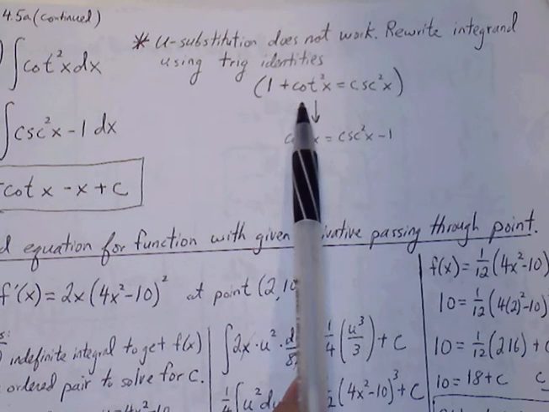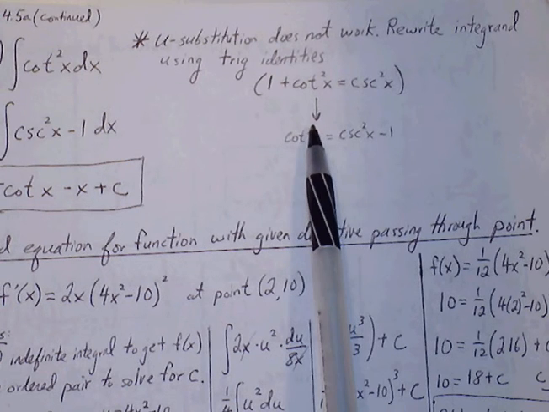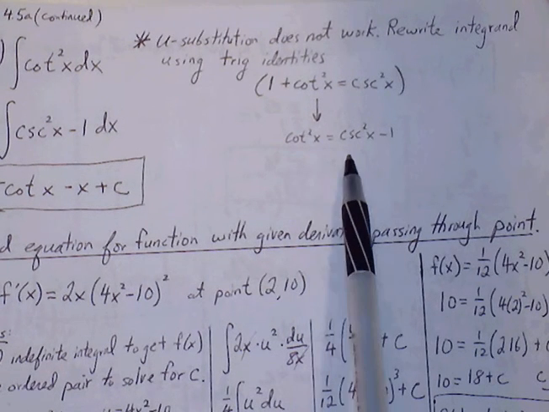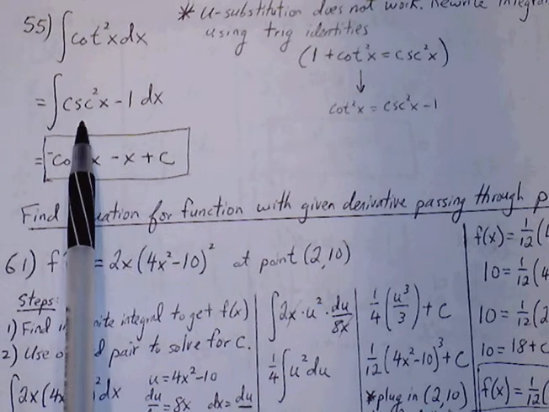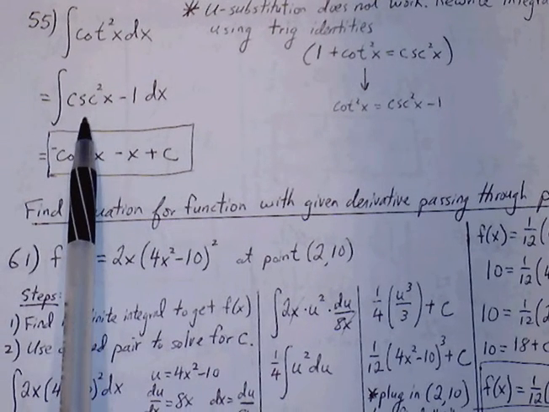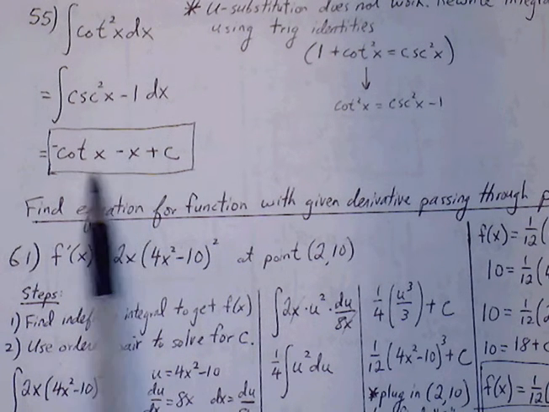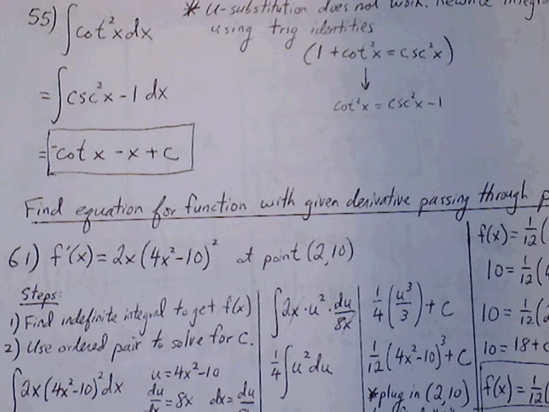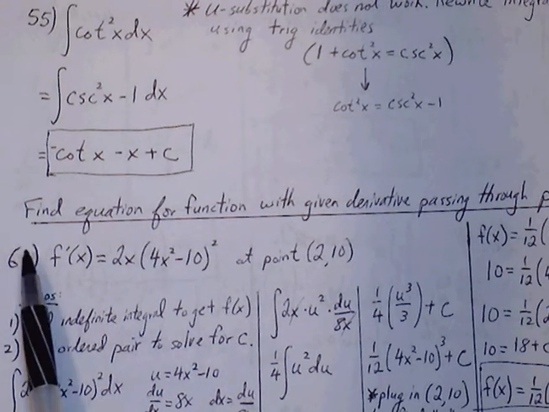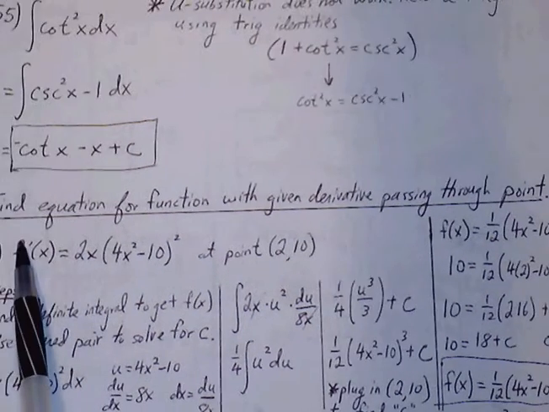We know that 1 plus cotangent squared is cosecant squared, so therefore cotangent squared is cosecant squared minus 1. So we rewrite this because we do have a rule for cosecant squared, which is negative cotangent of x, and negative 1 becomes negative x. So we have our indefinite integral here, our antiderivative here.